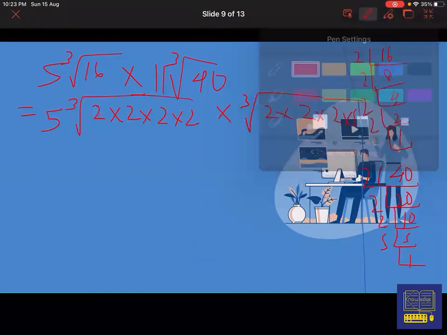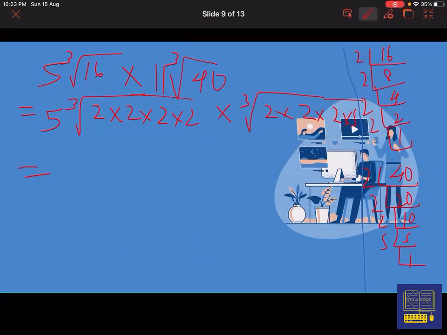Right. So because the order is 3, we're going to take 3 similars and that is left, and 3 similars and that is left. And now the 3 similars, we're going to get out of the radical. So that's going to be 5 into 2, 3. And over here, we have 11 into 2.